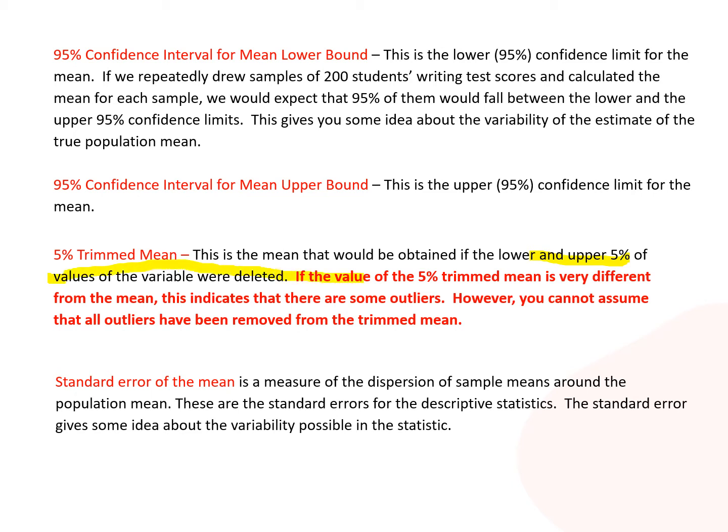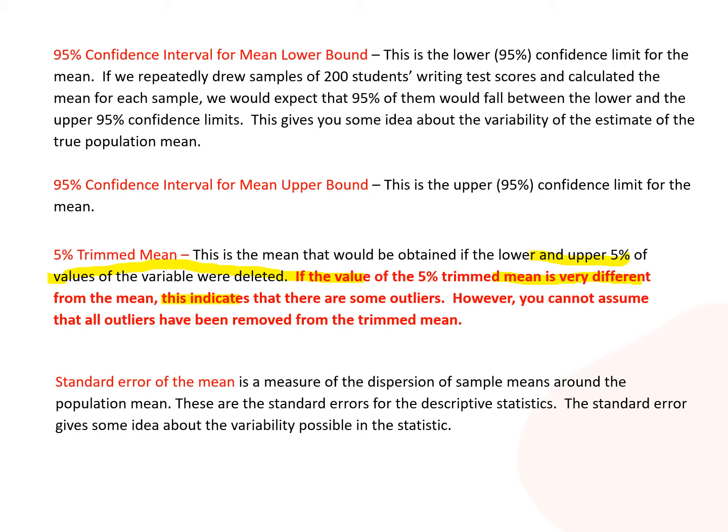And it is written here, guys, so I really put emphasis on this part. It says that if the value of the 5% trim mean is very different from the mean, this indicates there are some outliers. However, you cannot assume that all outliers have been removed from the trim mean. So again, guys, you can actually detect, not just through graphs, but also through the values for descriptive statistics, the presence of outliers or extreme observations.